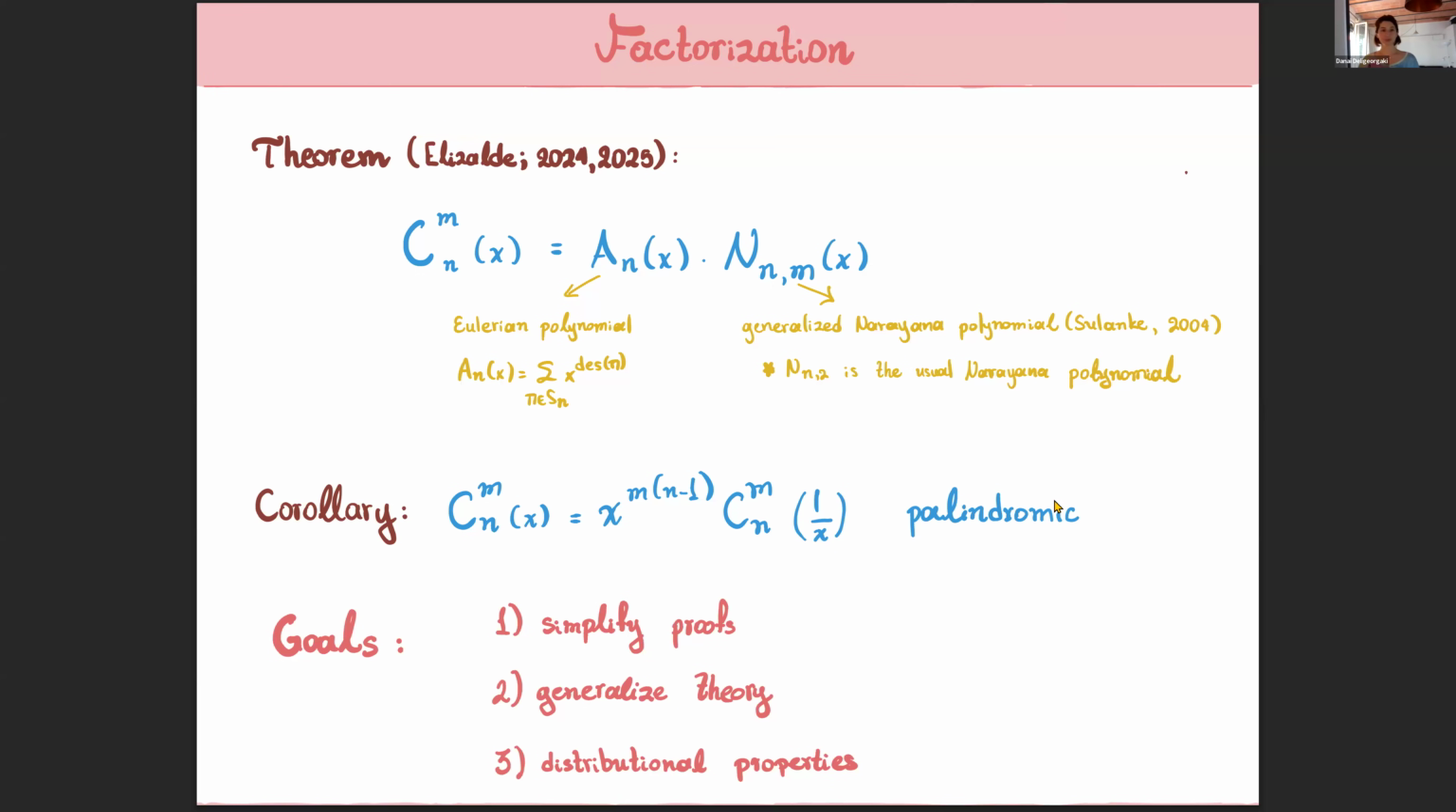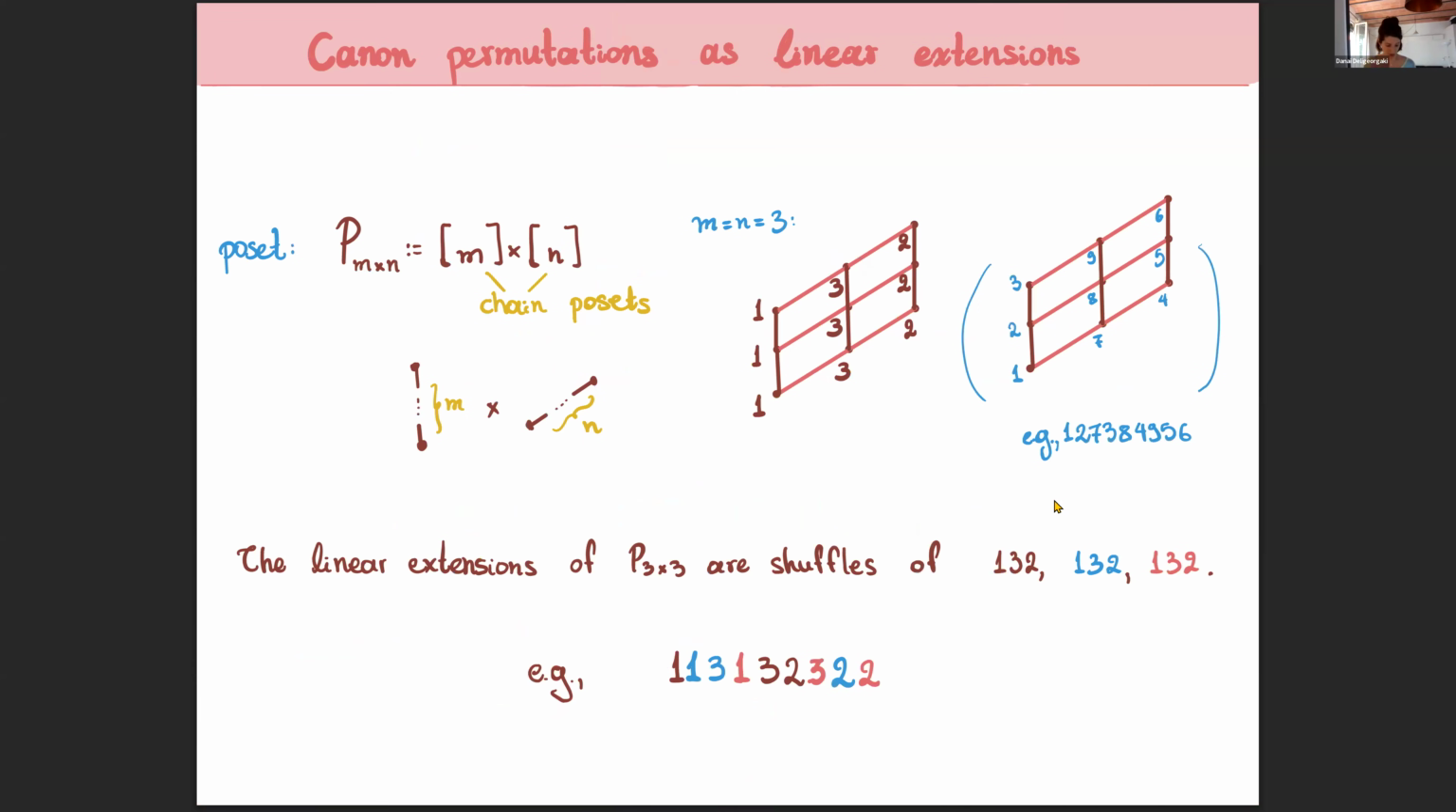Great, so now let's move to posets for this purpose. The idea is to interpret Canon permutations as linear extensions of certain posets. Now consider the poset that arises as a product of two chains, one with m elements that I denote with these brackets, and one with n elements.